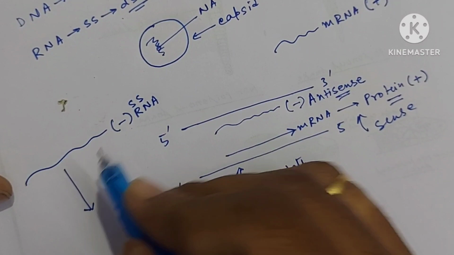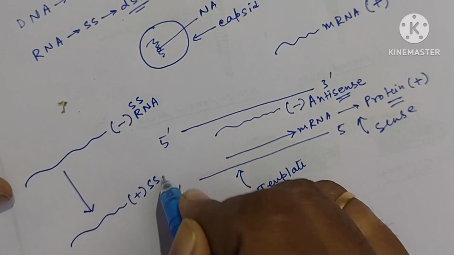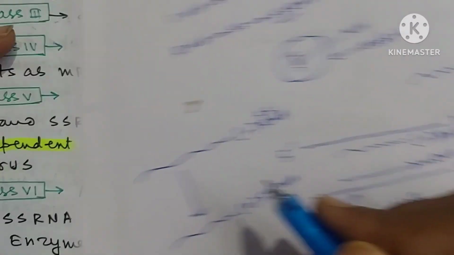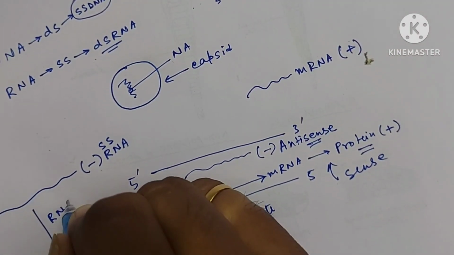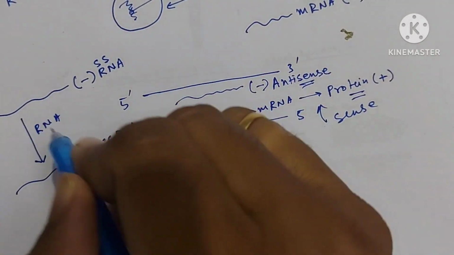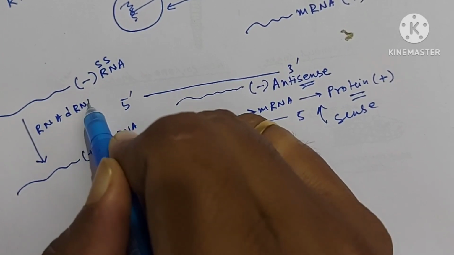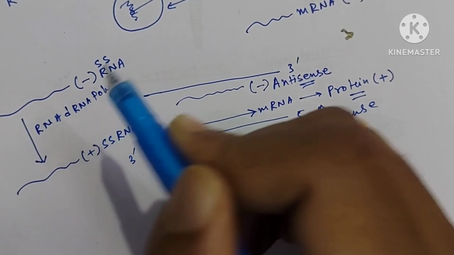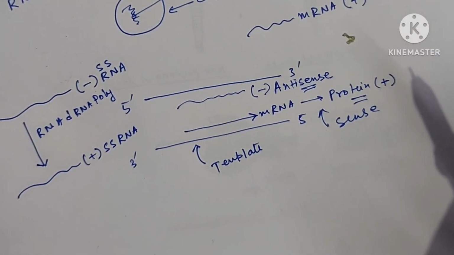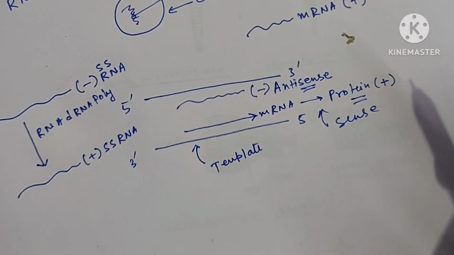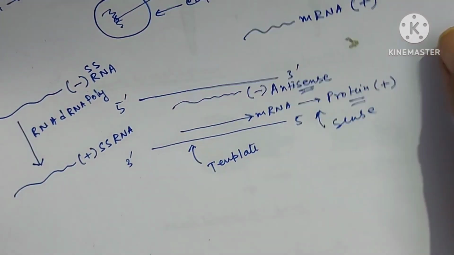This plus ssRNA will be transcribed from this minus ssRNA, and this requires an enzyme known as RNA dependent RNA polymerase. RNA dependent RNA polymerase causes transcription of this minus ssRNA. Usually RNA polymerase causes transcription of DNA, but RNA dependent RNA polymerase also causes transcription of RNA from another RNA. The production of RNA from any genetic material is known as transcription.